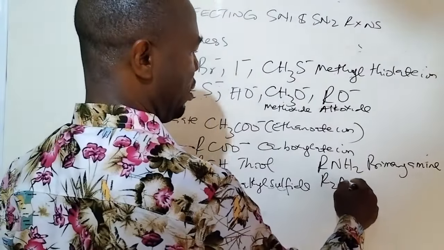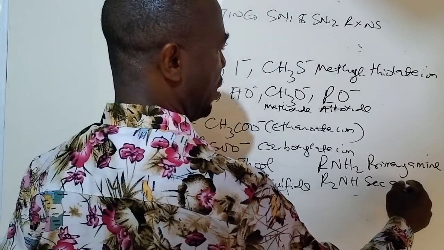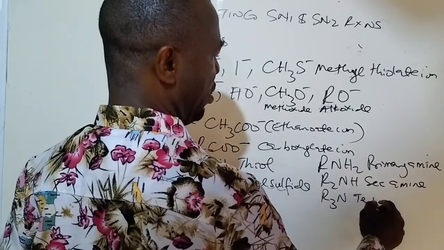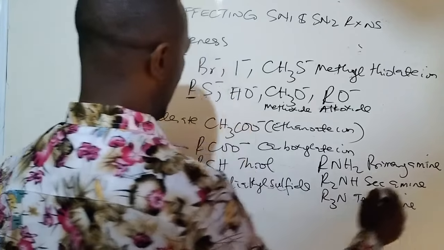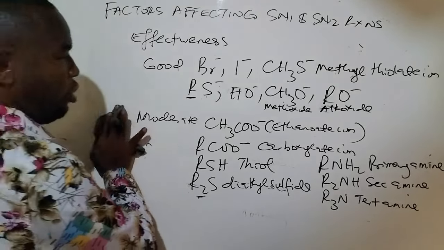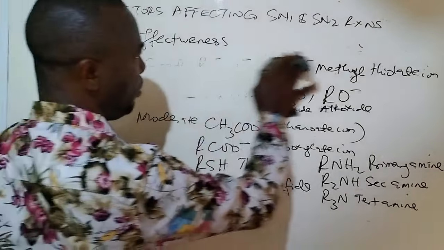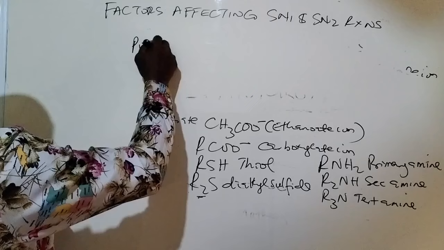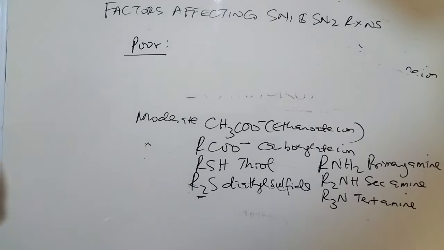Secondary amine, and then the third degree or tertiary amine. So these are moderate nucleophiles that can also have a good effect on SN2 reactions. So we also have the poor nucleophiles, the poor nucleophile.